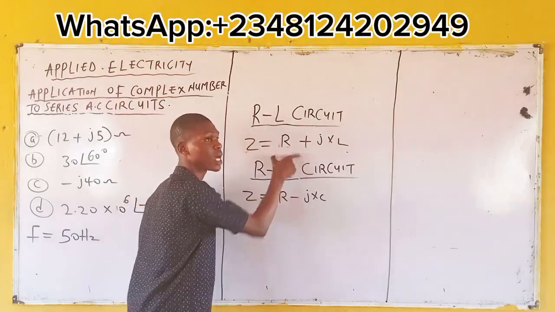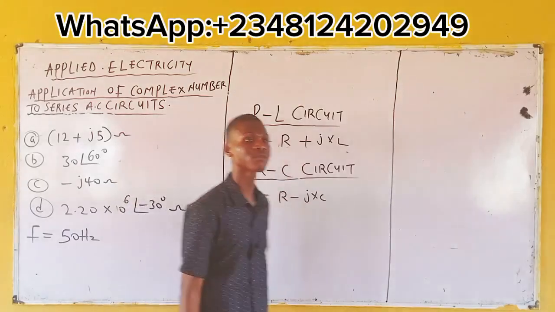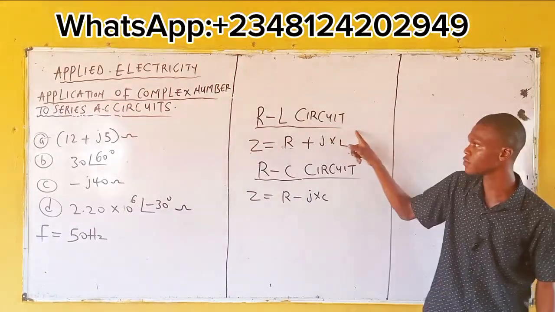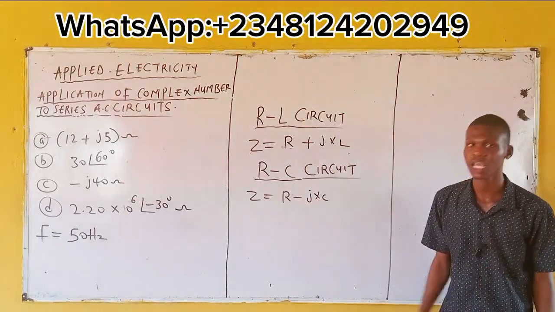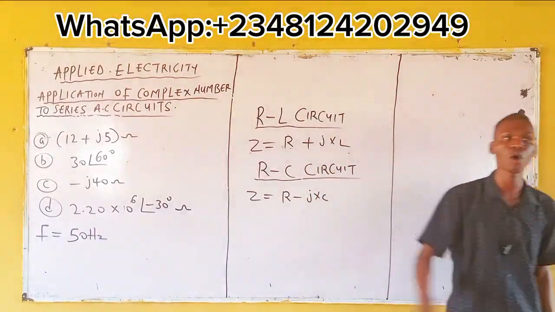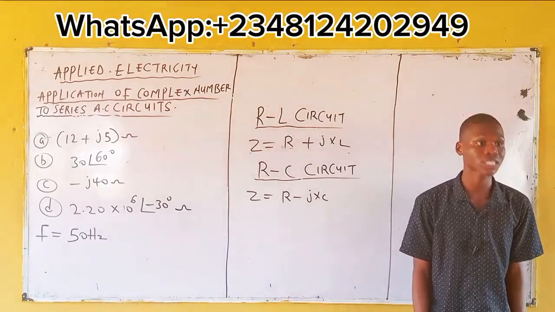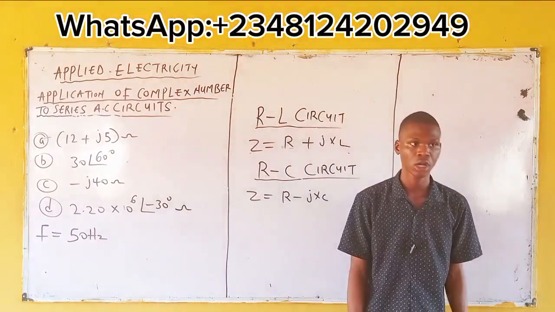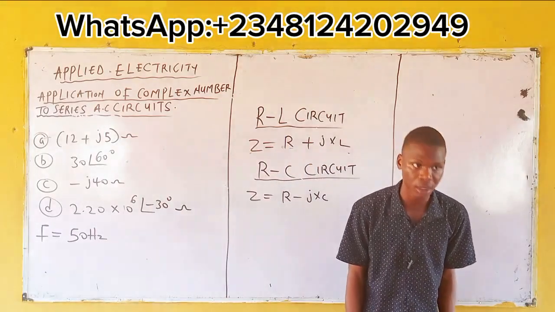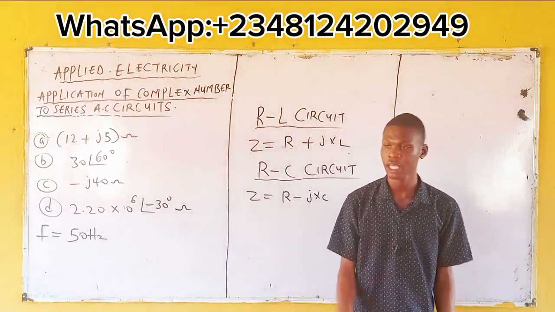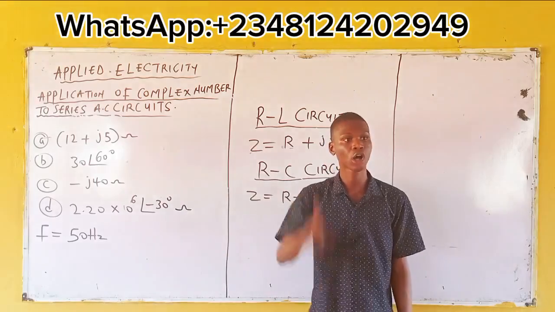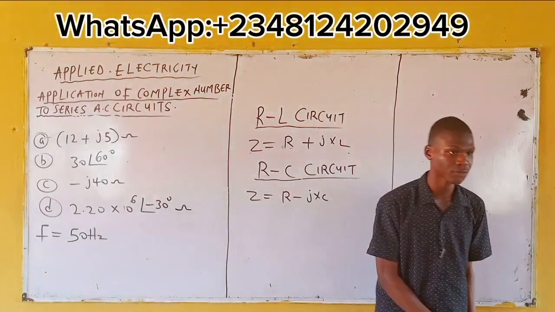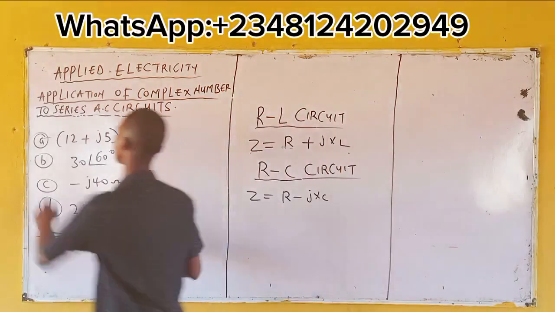But you observe something. For the impedance of each circuit, are they expressed in rectangular form or polar form? Rectangular form. Meaning all your questions must be in rectangular form. First thing first, given a related question like this, all your questions must be in rectangular form. Now observe, A is in rectangular form.